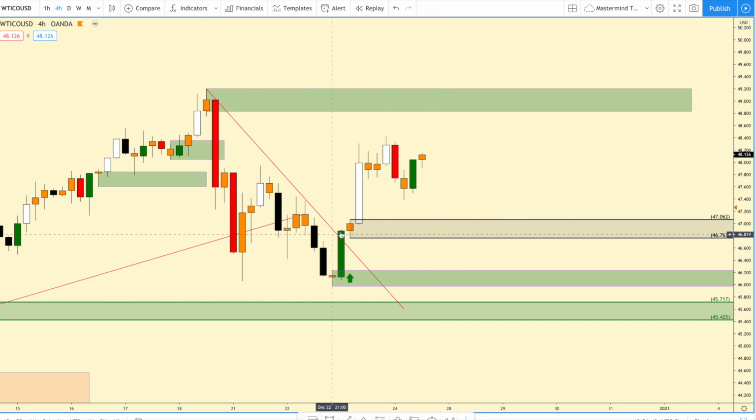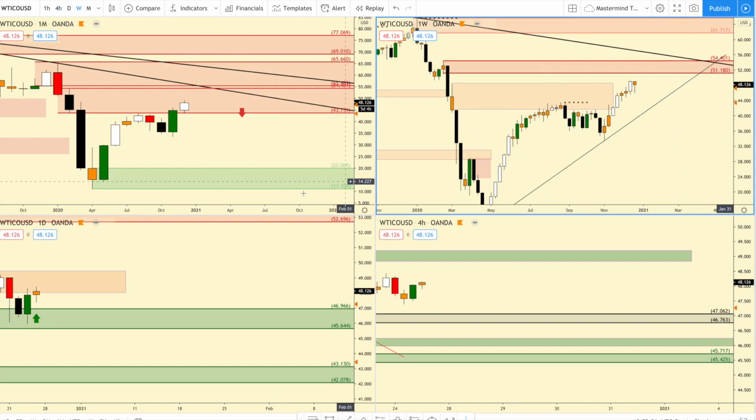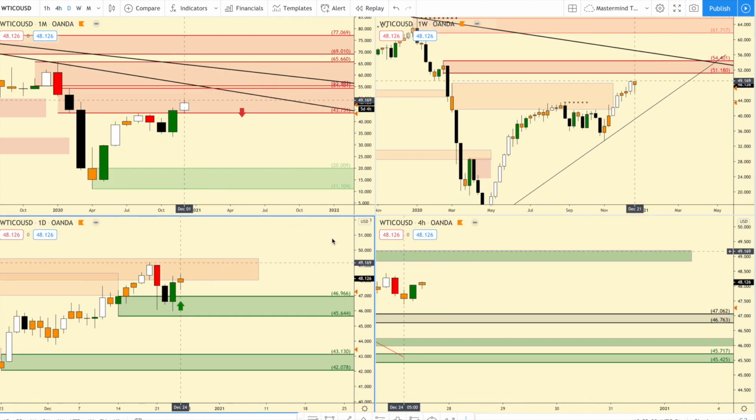So I actually might take a stab at this 4-hour demand zone, but I would want price to come down pretty quick in order to do that. And if it doesn't do that, then maybe we'll see something like this: a break and a buy and a push higher. Because the higher time frame momentum is up, basically on all the time frames.